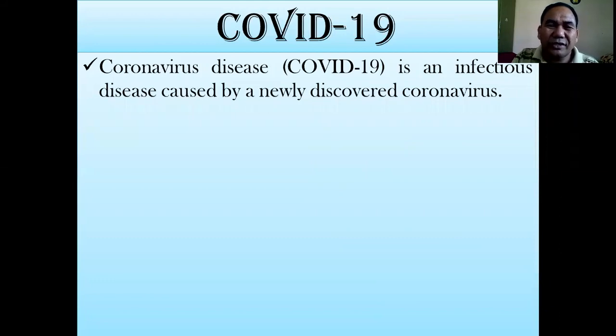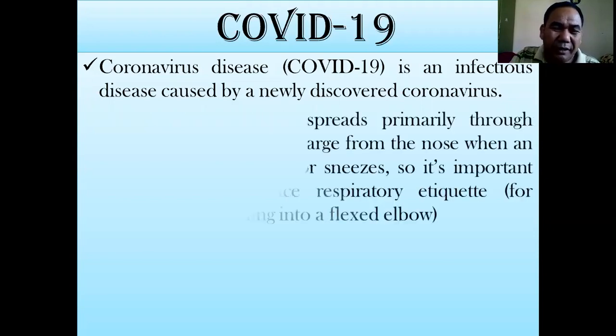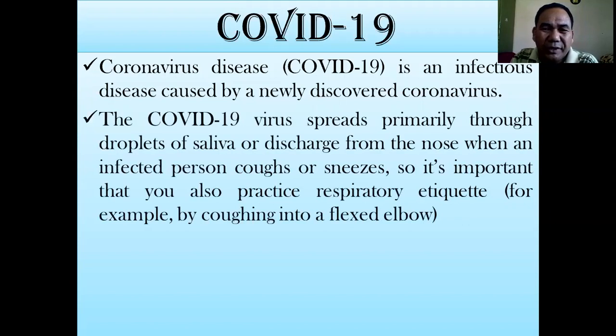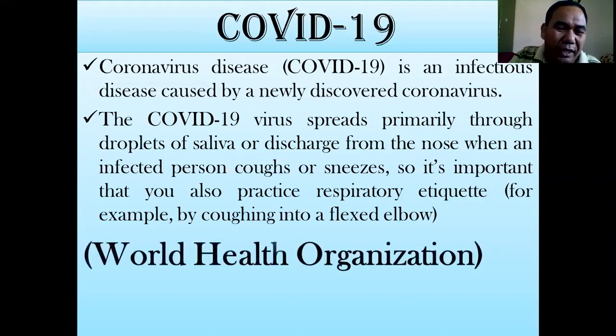Coronavirus disease COVID-19 is an infectious disease caused by a newly discovered coronavirus. The COVID-19 virus spreads primarily through droplets of saliva. Droplets are discharged from the nose or mouth when an infected person coughs or sneezes. So it's important that you also practice respiratory etiquette, for example, by coughing into a flexed elbow. The source is the World Health Organization, WHO.